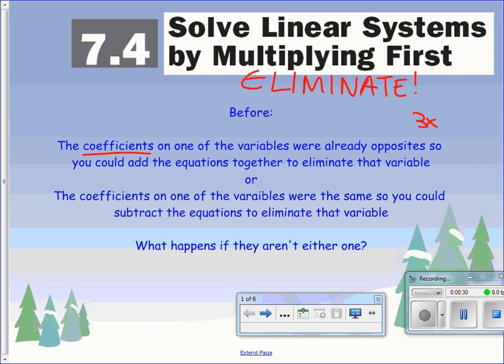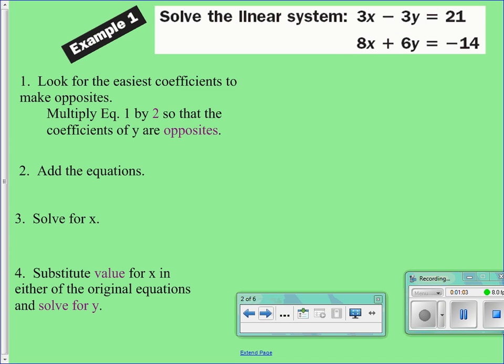So you had 3x plus 2y equals 6 and 3x minus 5y equals 20. So it was already the same coefficient, or one of the variables' coefficients were opposites, where it would have been positive or negative. Now, what happens if you're looking at 2x plus 4y equals 8 and 3x minus 2y equals 6? You can still eliminate these, but we've got to do a little process first.